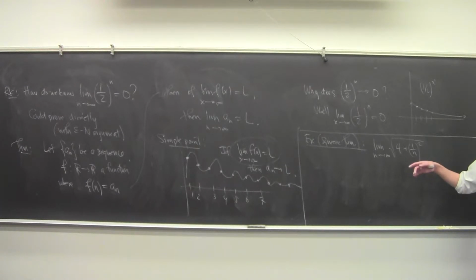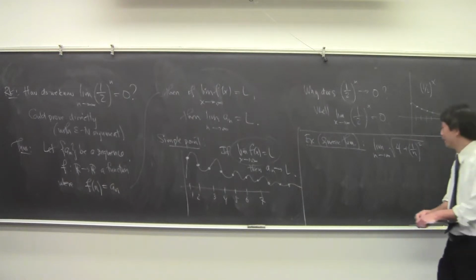Why? Because as it goes towards infinity, the 1 over n squared... That's right. So you think, well, I'm pretty sure I know how this is going to work. This 1 over n squared is going to become negligible, and this is going to be 2. Okay, and that's actually what's going to happen.